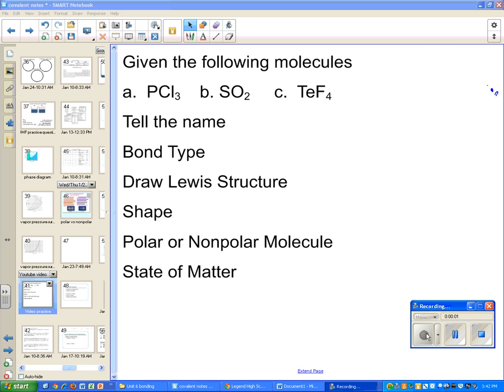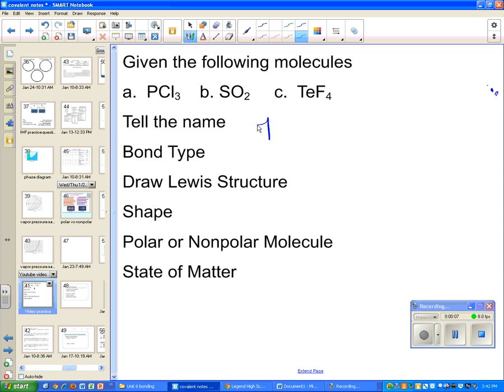In this video, we're going to work through the molecule PCl3. The name of PCl3, being that it's covalent, uses prefixes. The first element is phosphorus. Because it only has one, we don't use a mono. The second element is chlorine, so we change it to chloride, but there are three of them, and the prefix for 3 is tri, so it's phosphorus trichloride. We only use prefixes when we're dealing with covalent compounds.